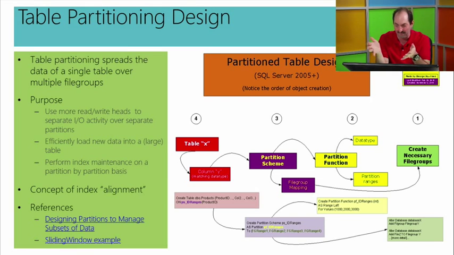So I have to have file groups, we see that in green, and then I have to have a partition function, partition scheme. Finally, I make a table that then leans on all the other dependencies.